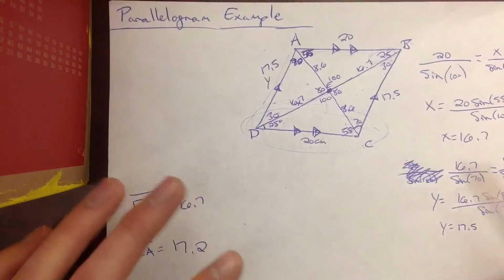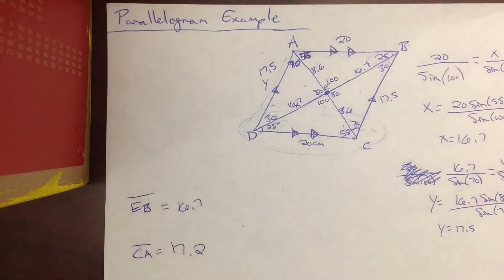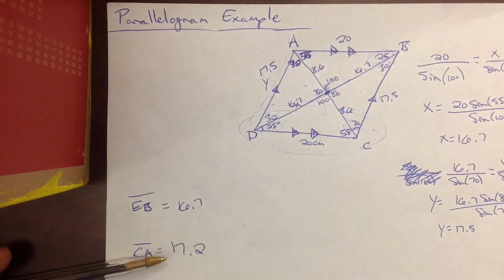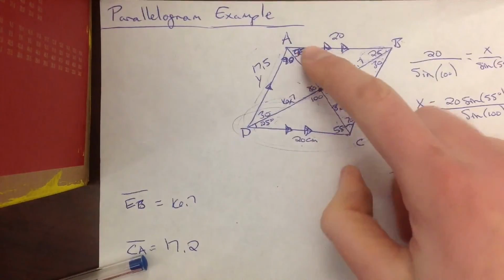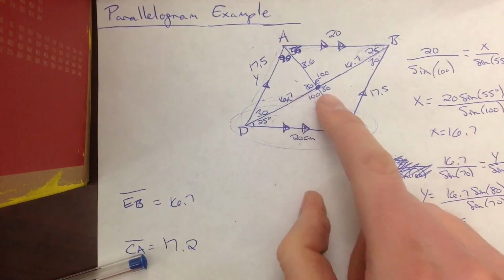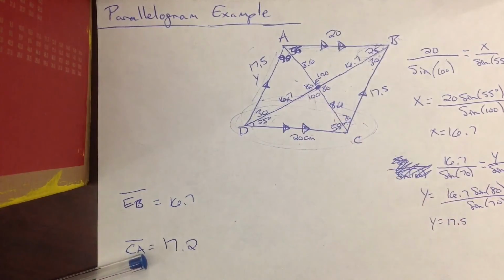So what I would recommend doing is filling in all your info and then finding each piece that you're interested in. Remember, diagonals are bisected in a parallelogram, alternate interior angles are congruent, and opposite or vertical angles are congruent.